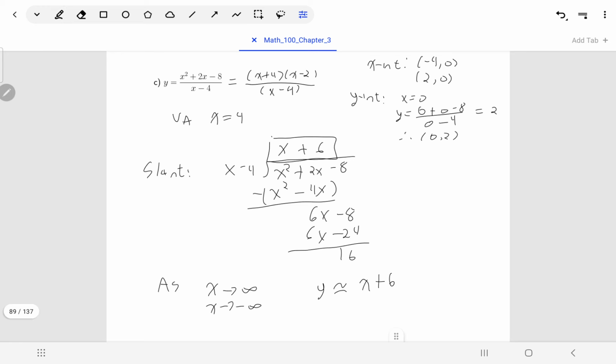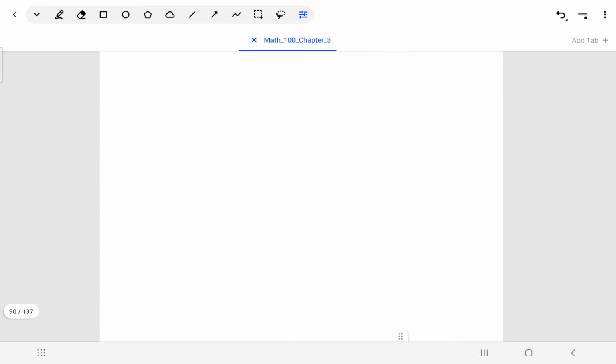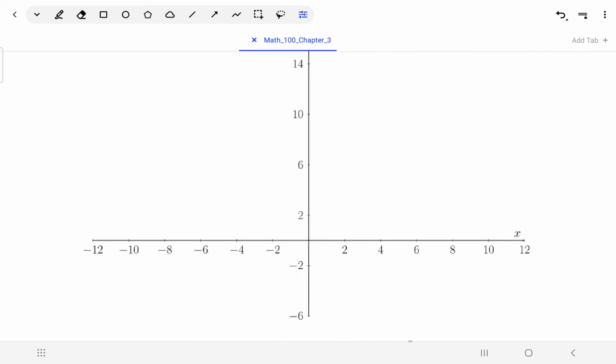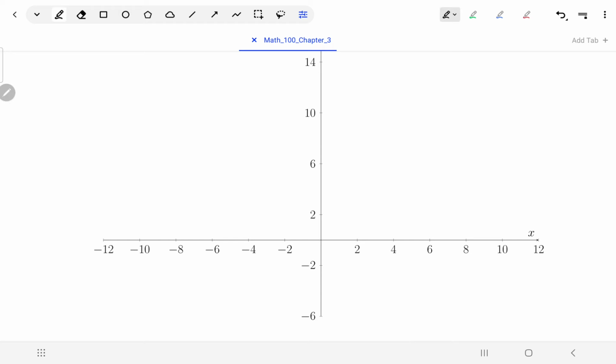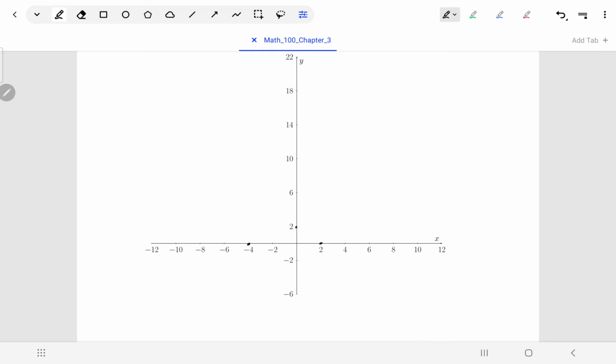And I've got a bunch of points, so I guess I'm going to start plotting some of these things. So x-intercepts and y-intercepts and all the rest. I have -4 for my x-intercept and +2 for the other x-intercept. Y-intercept was 2, and I had a vertical asymptote, x equals 4. We'll do that one in blue. That's a little bit wobbly.